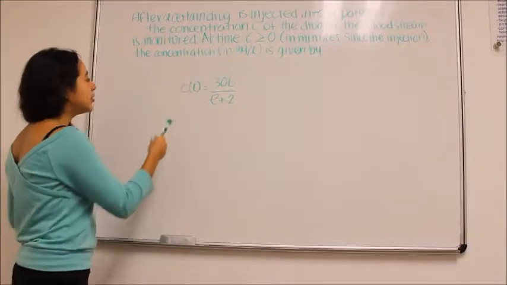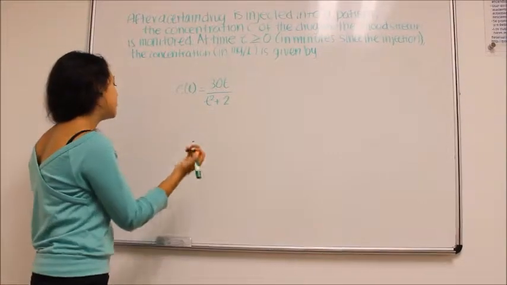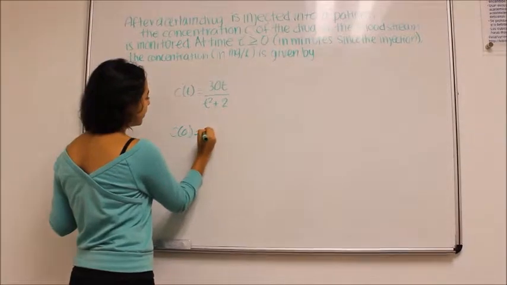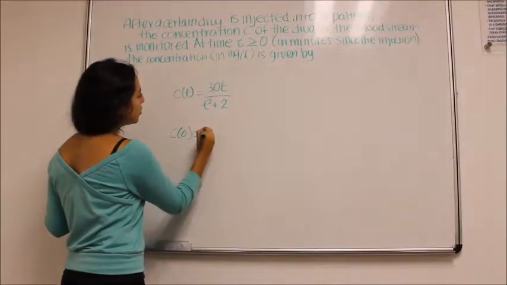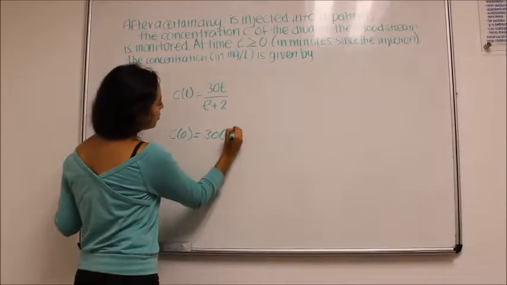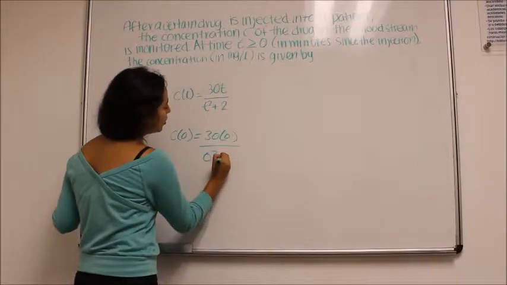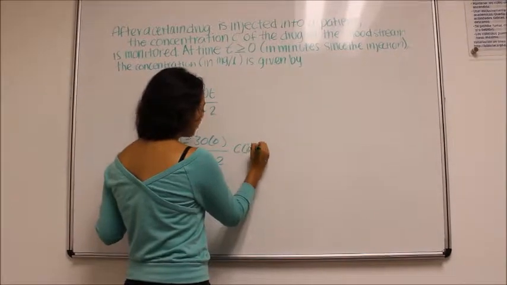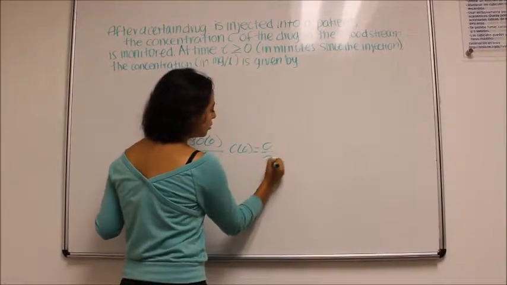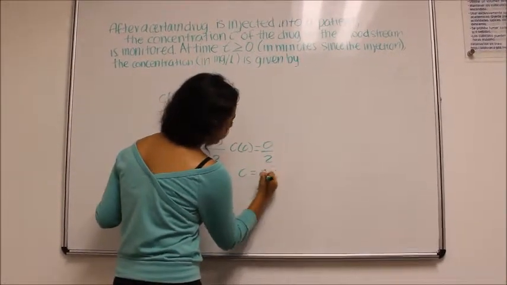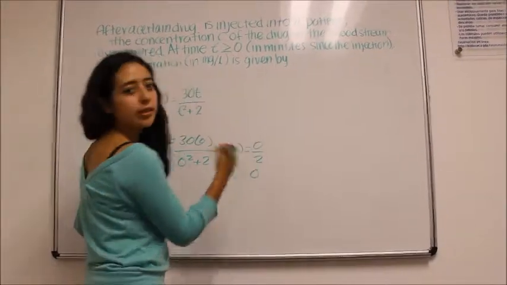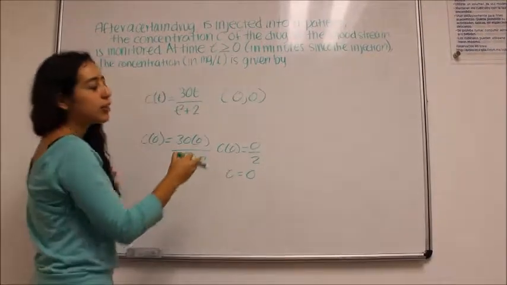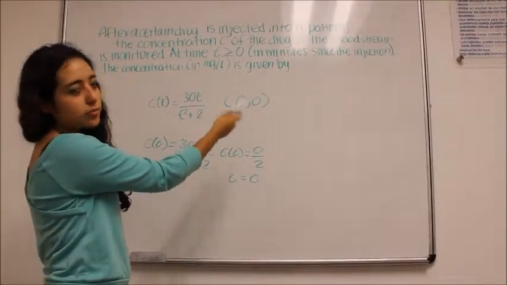So we're going to start by setting t equal to 0. C(0) = 30 times 0 over 0 squared plus 2. So C(0) is equal to 0 over 2, which means C is equal to 0. So the intercept is (0, 0), and our graph is going to pass through (0, 0).